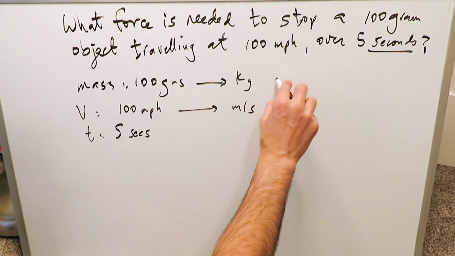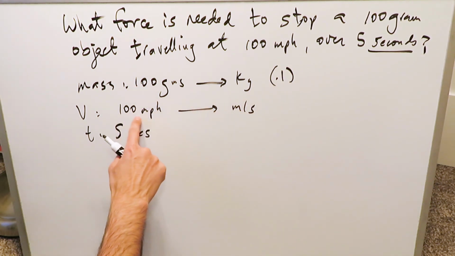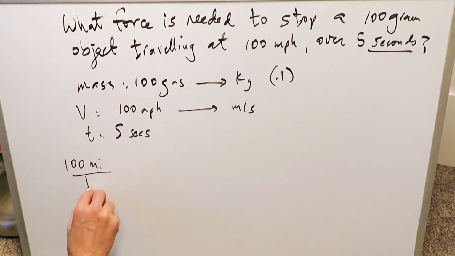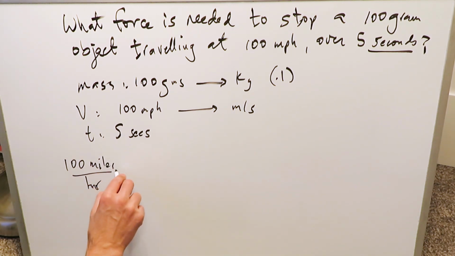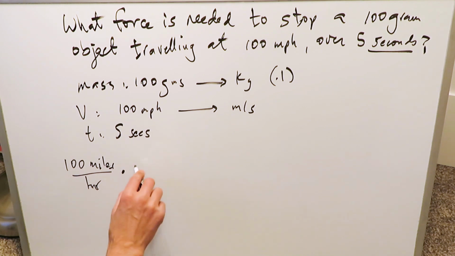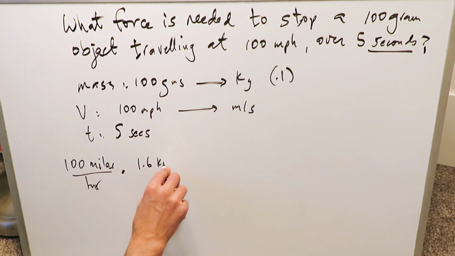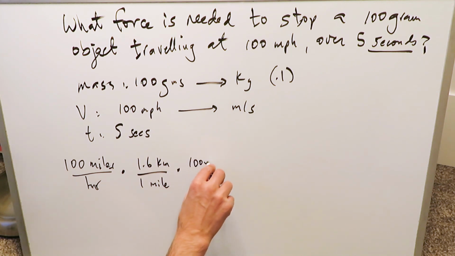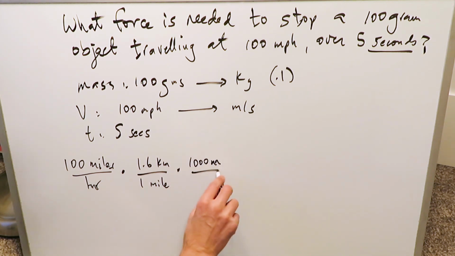100 grams will obviously be 0.1 kilograms. But this right here, 100 miles per hour, you have to convert that. You have miles per hour, and you can do a conversion by factor label. It's not hard. You can just do one thing at a time. Each mile is equal to 1.6 kilometers, and then you have 1,000 meters coming from each kilometer.